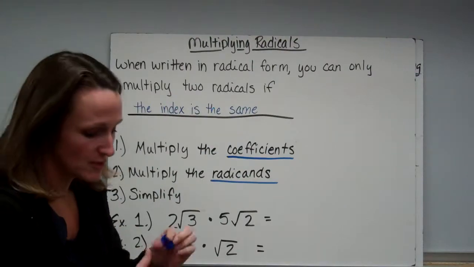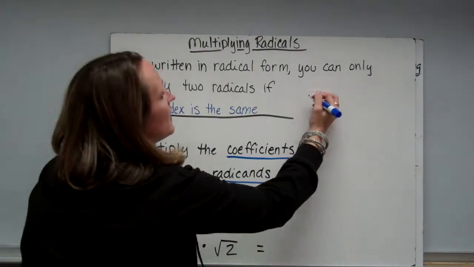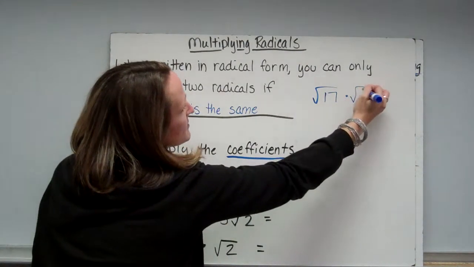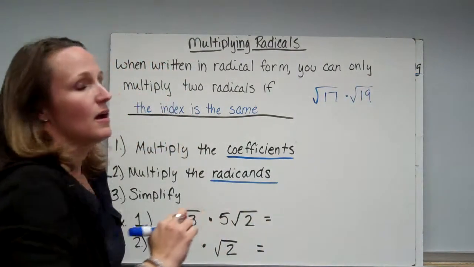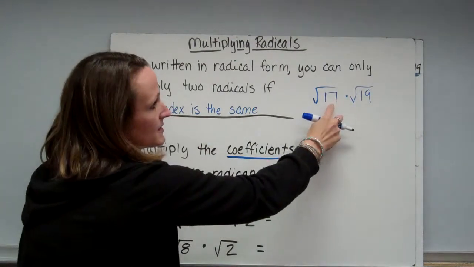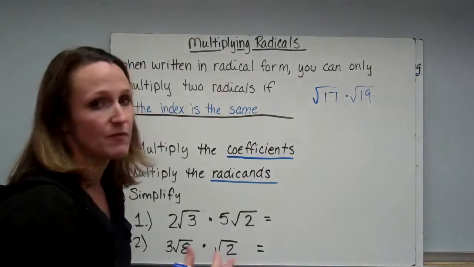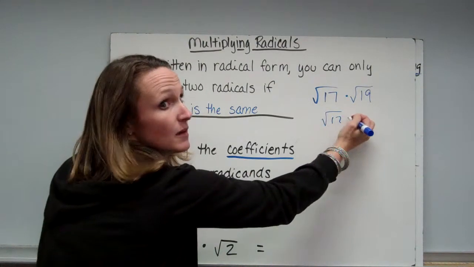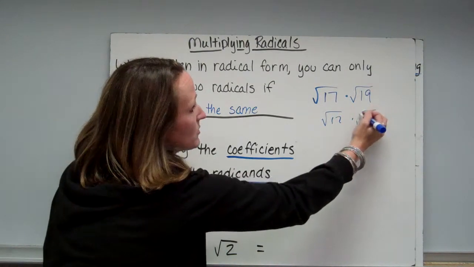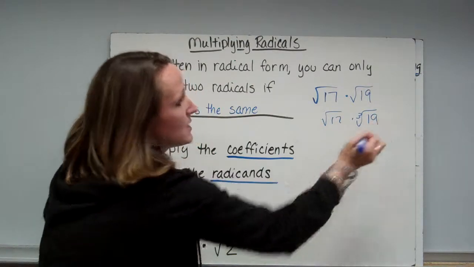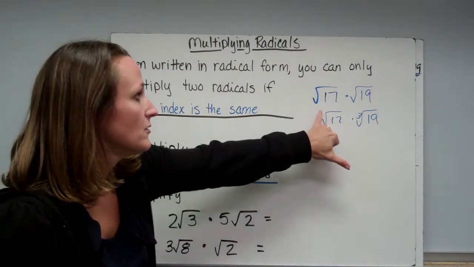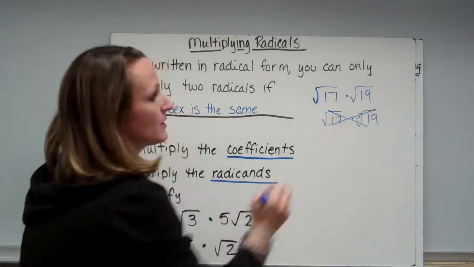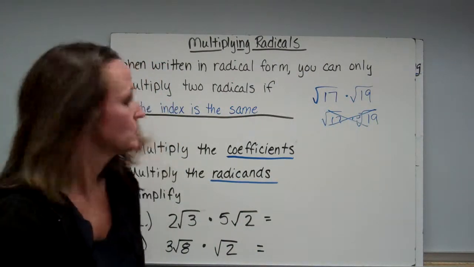So for example, if you had the square root of 17, you could easily multiply it times the square root of 19. All you would do is multiply 17 times 19 and then simplify it. However, if you had the square root of 17 times the cube root of 19, you could not multiply those because you have an index of 2 here and an index of 3 here. So you would not want to multiply those.